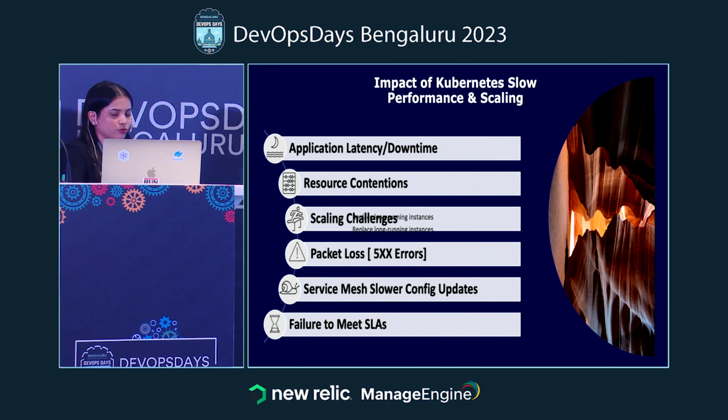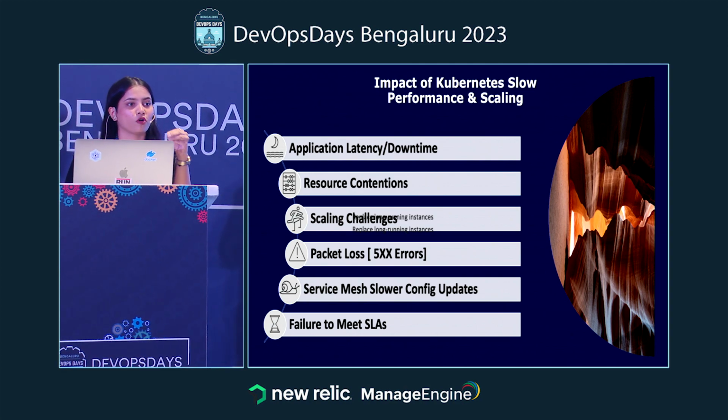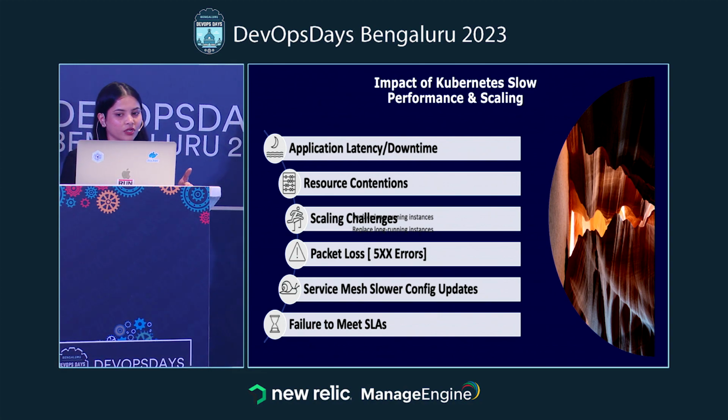Slow API server responses can cause delays in creating, updating, or even deleting the resources within the cluster. This can impact the agility and responsiveness of your cluster. Now, applications and tools that connect with the API server, like kubectl or any other custom controller, will experience increased latency in their operation as well. That would lead to slower application development and management.